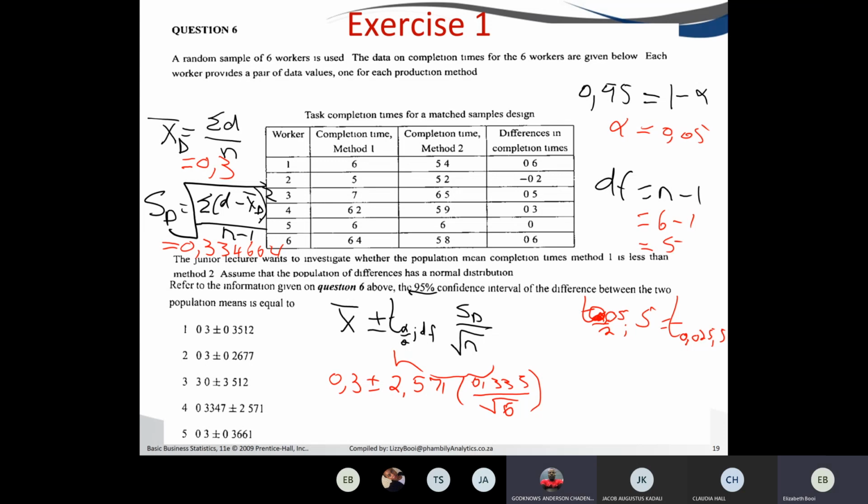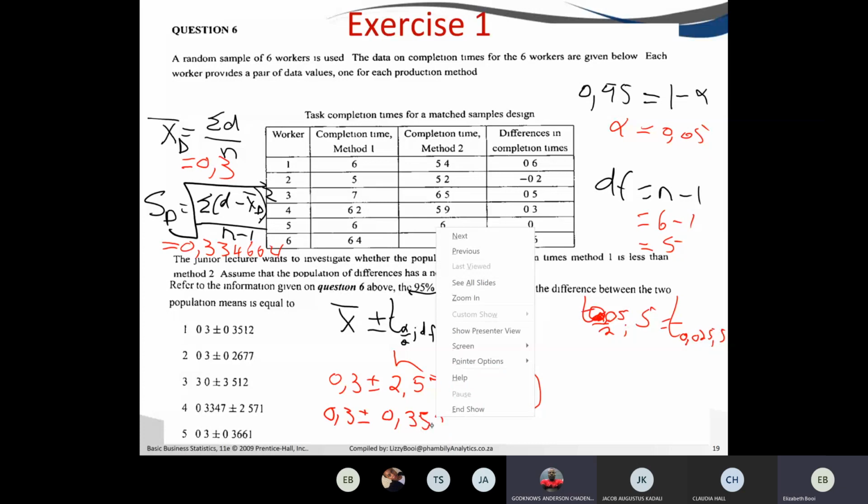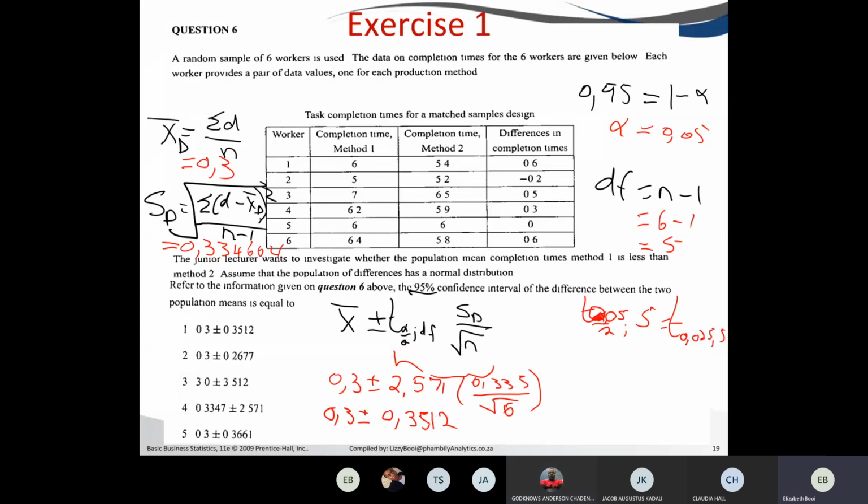So when you say 0.335 divided by the square root of 6, multiply that with the critical value of 2.571, your answer will be, I hope you all got it right. So the answer will be 0.3 plus or minus 0.35, and I think they leave it at 3 decimals, so we can also leave it at 3 decimals. Otherwise, at 4 decimals, it's 3.5126. Whatever the number is, which makes it option number 1.